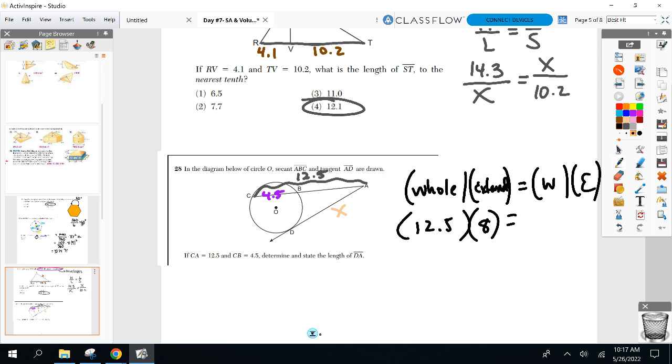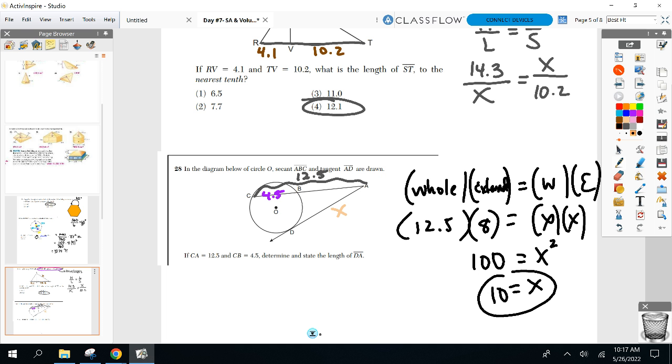And then what I can say about the whole and external tangent, x times x. So x squared equals, oh, look at that number, huh? 100. X equals 10. Ooh, Hills and SAS, whole times external, all in one review. Good. Any questions? Okay, put it away.